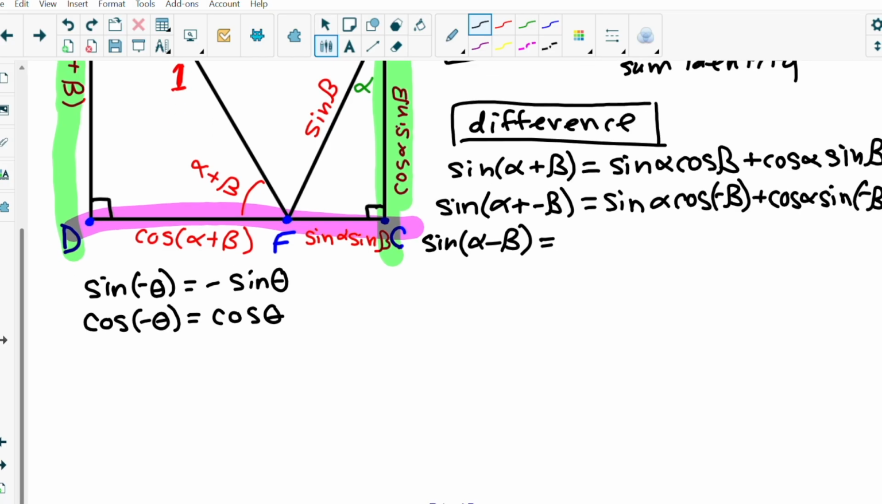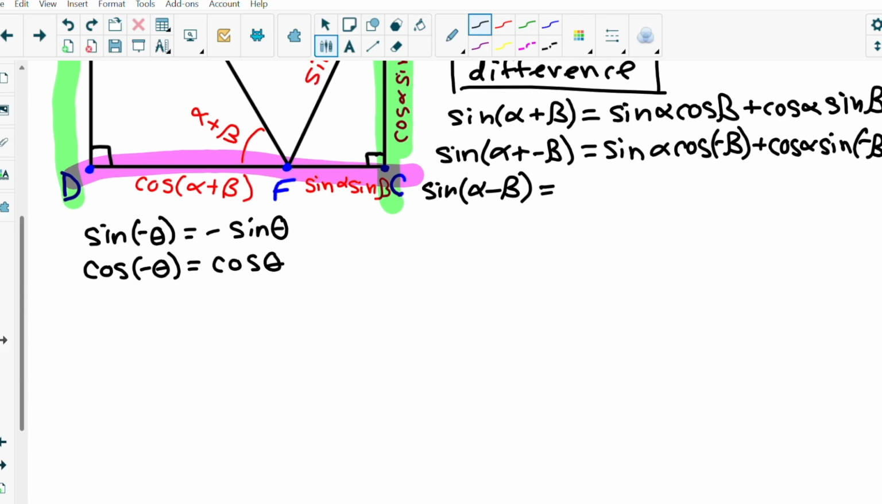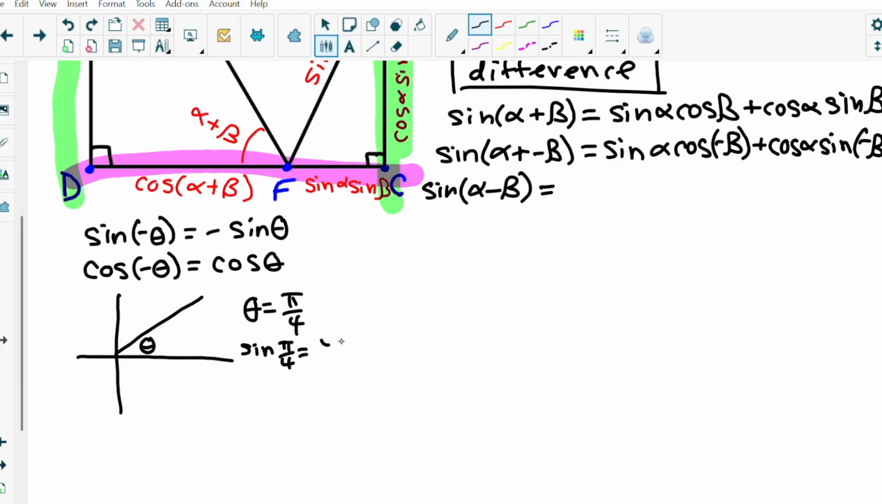Well, I'm going to do a brief segue here. I want you to understand through some graphs. I'm going to draw this out. I want you to understand why this is true. So if I say theta for this one, theta equals pi over 4, what's the sine of pi over 4? That's square root of 2 over 2.